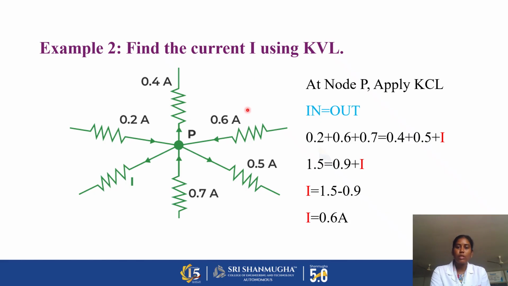The next problem is for KCL. At your node, the sum of currents equals 0, or another statement is incoming current is equal to outgoing current. So look at the diagram. The incoming currents are 0.6 ampere, 0.7 ampere, 0.2 ampere. Then the leaving currents are 0.5 ampere, I, then 0.4. If you are solving this, we will get the I value equal to 0.6 ampere.